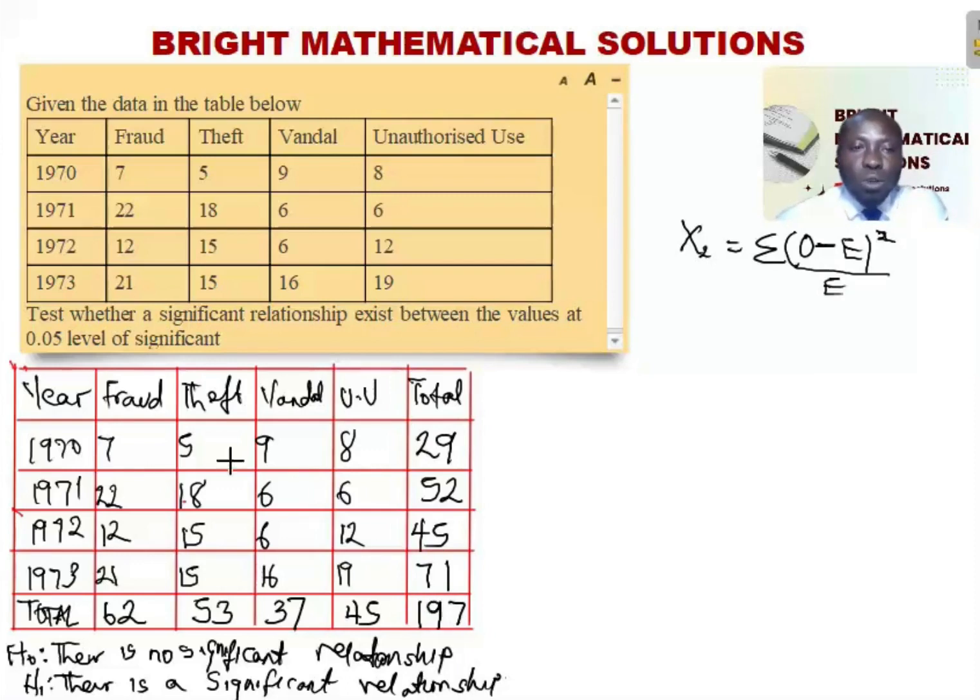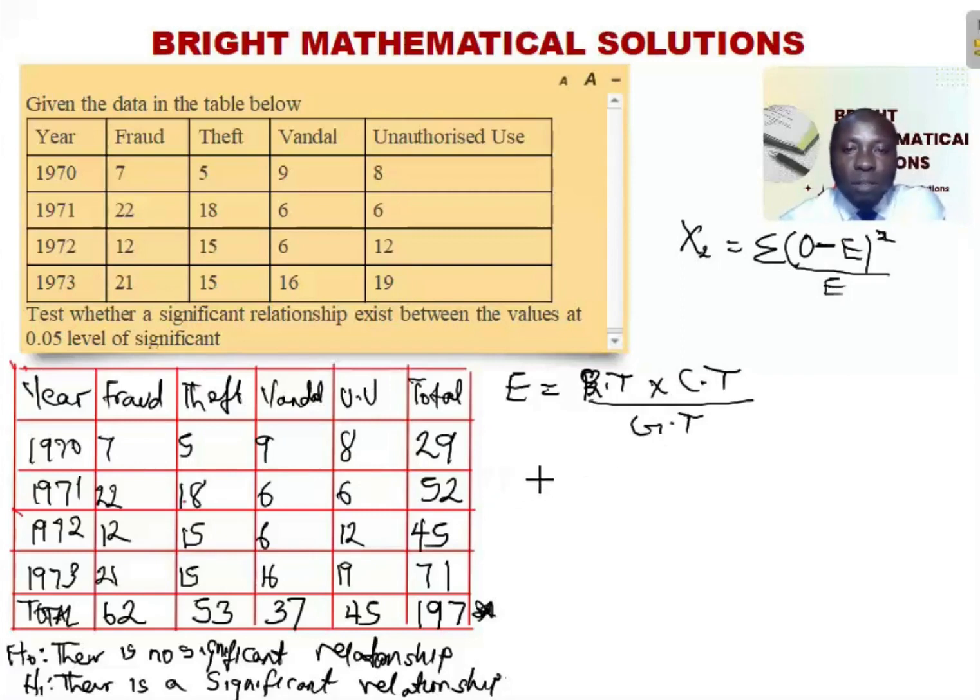So the next thing for us to do, since we've gotten the grand total and we've gotten the totals across the rows and the columns, is that our expected is given as row total multiplied by column total divided by grand total. Now this is the grand total. What we have here is the row total, and what we have here is the column total. So we are going to be multiplying and getting the values for our expected. Now let us get into it.